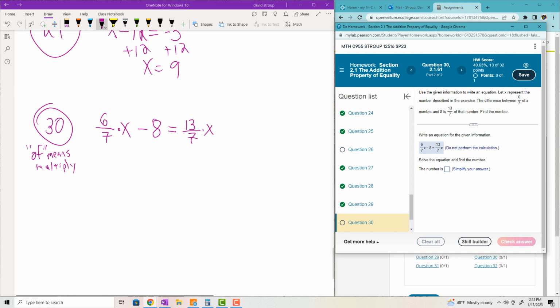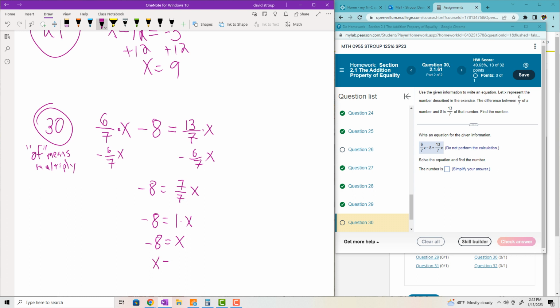Okay, and then they want you to solve the thing. So you want to collect variables on one side. I'll go ahead and subtract the 6/7 x over. So we get negative 8 equals, what is that, 7/7? Wow, really? 13 minus 6 is 7. So you have 7/7 x. 7 over 7 is the same as 1. And of course, we don't write 1 times x, we're just going to write x, right? And then you can flip-flop the sides. And so it's the same as x equals negative 8. And I'll pop that in there.